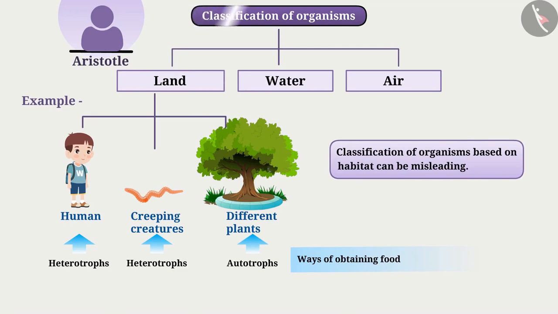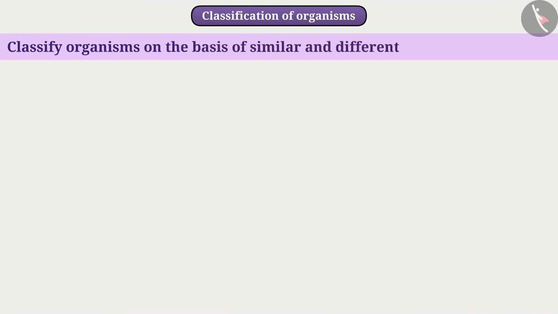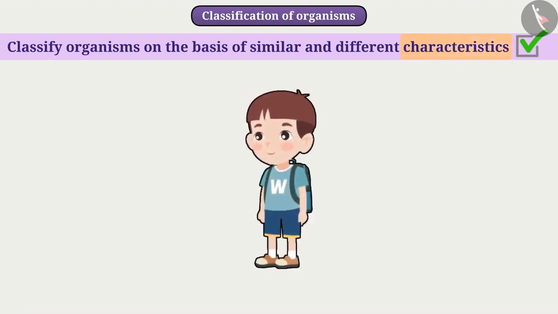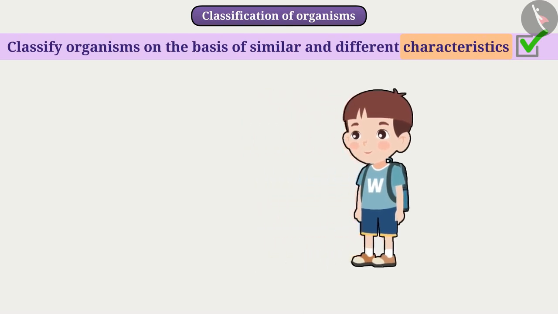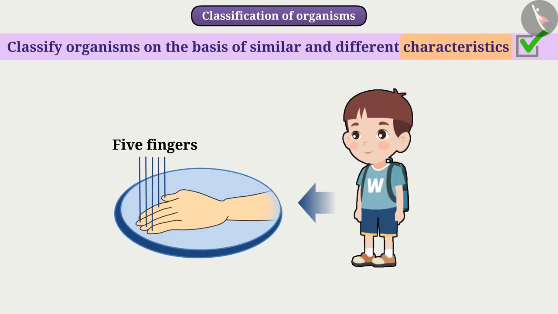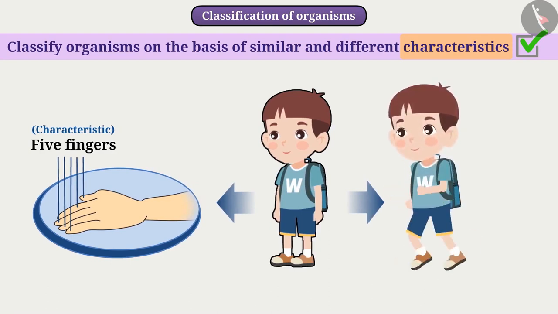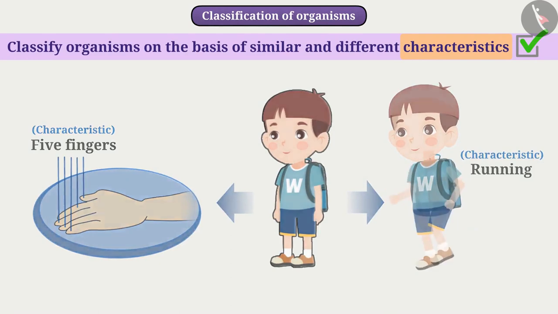Another way of classifying organisms is to classify the organism on the basis of similar and different characteristics. Characteristics are the visible features of an organism. For example, a specific feature of an organism, such as having five fingers in the hand, is a characteristic. Similarly, specific tasks, such as the ability to run, are also a characteristic.